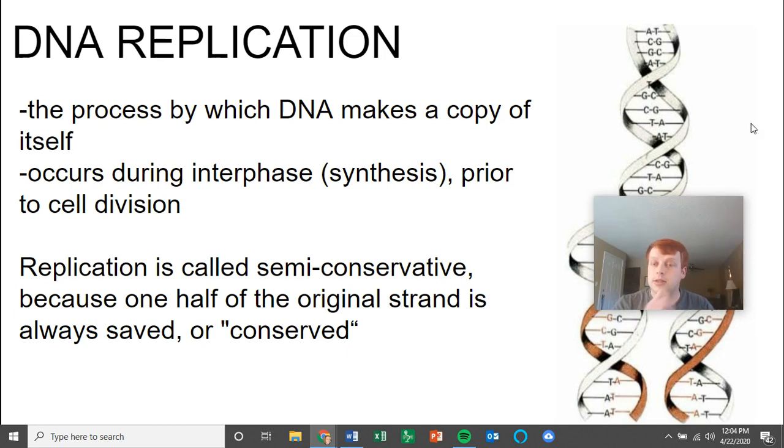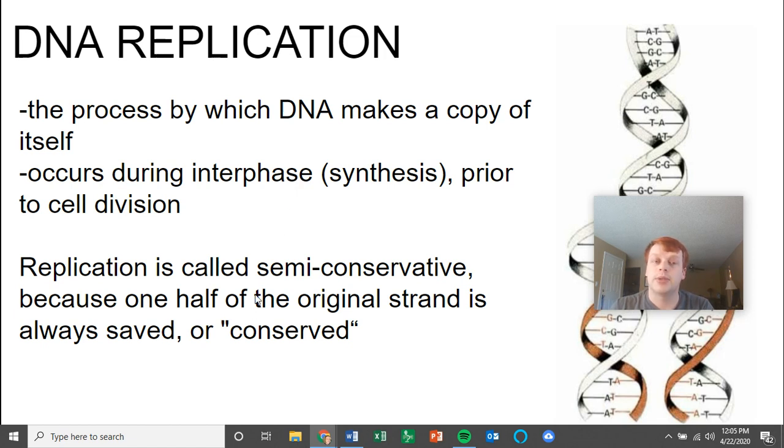Now we're going to talk about DNA replication, and this is how the DNA makes copies of itself. So replicate is just a fancy word for copying. Remember when we talked about the cell cycle, we know that replication happens during the S stage of interphase, the synthesis stage. So this happens before the cell divides.